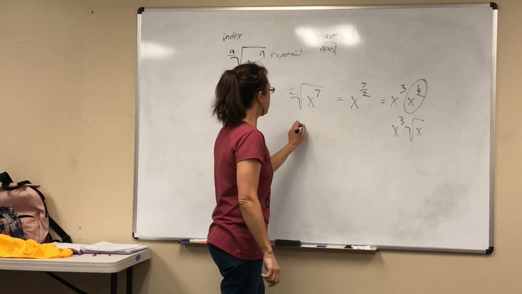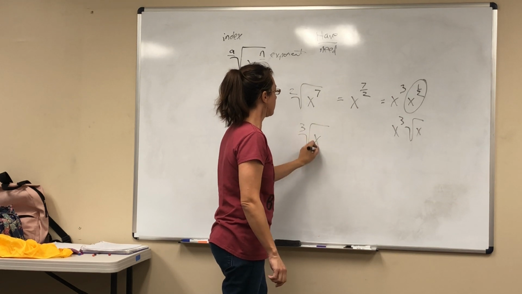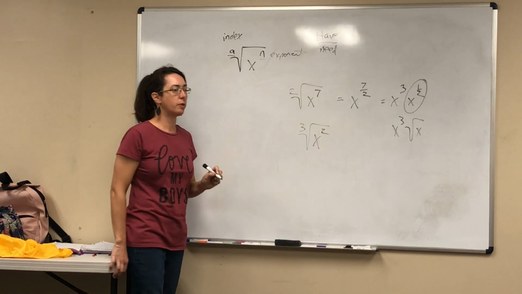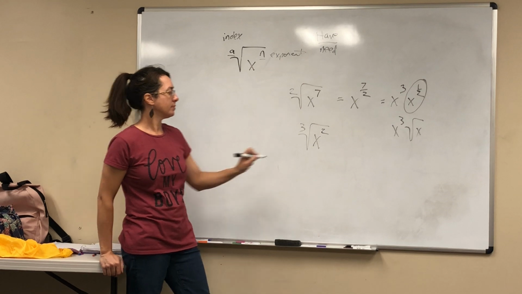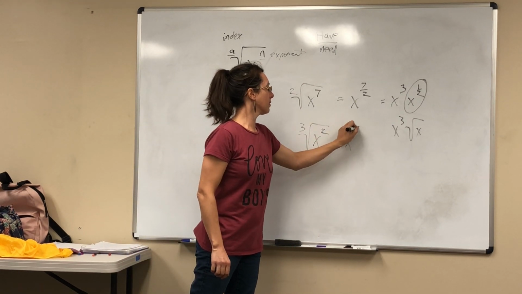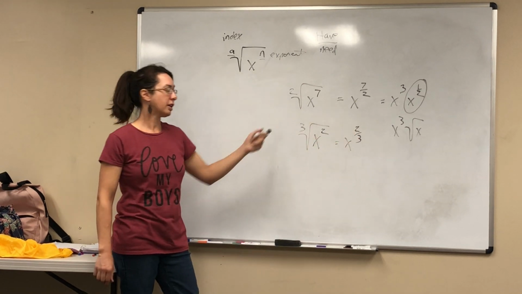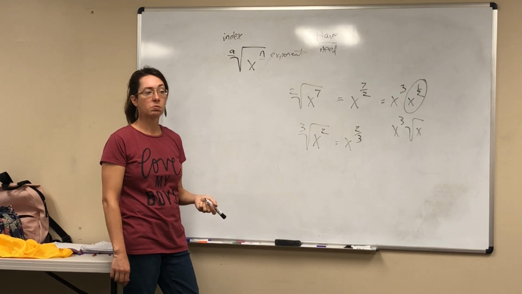So if I have the cube root of x squared, that's x to the 2/3. Can I simplify that anymore? No.